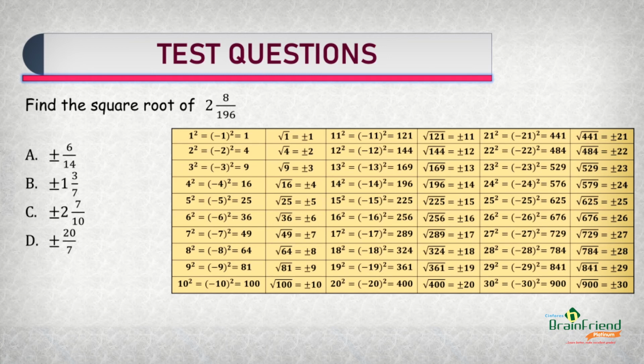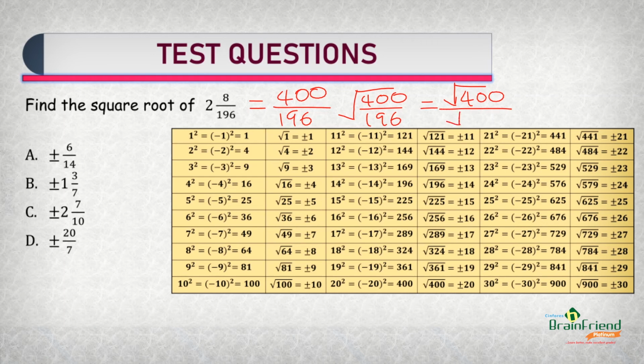So the first thing we do is to change our mixed fraction to an improper fraction. 2 whole number 8 over 196 will give us 400 over 196. Now we have to find the square root of 400 over 196. We will separate our square root to find the square root of 400 all over the square root of 196.